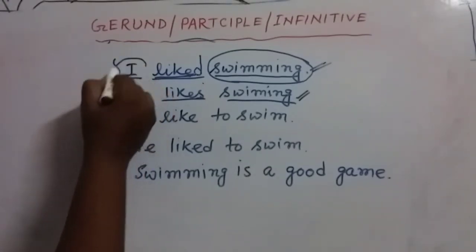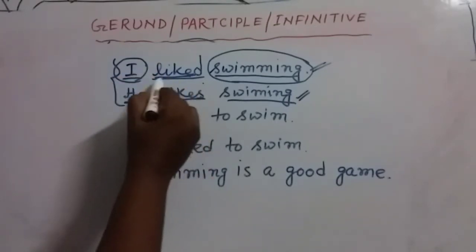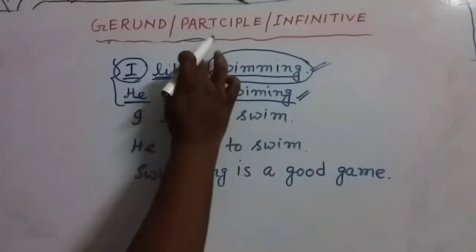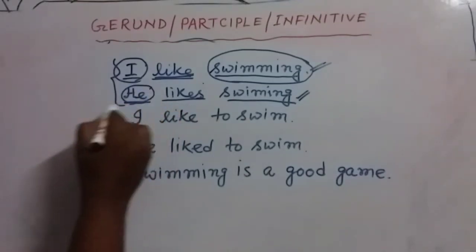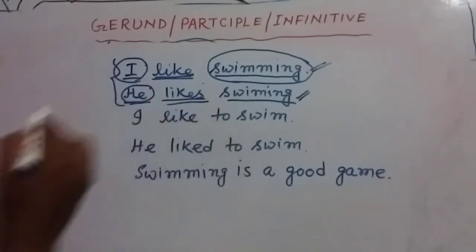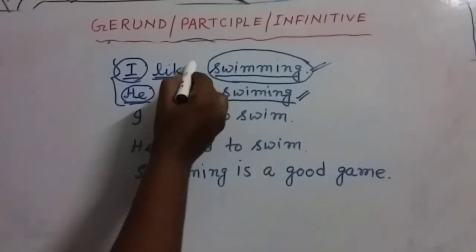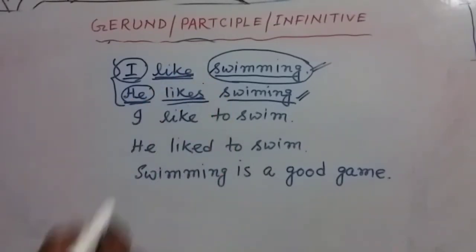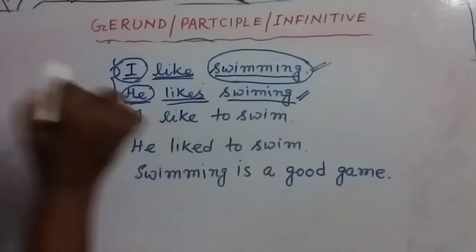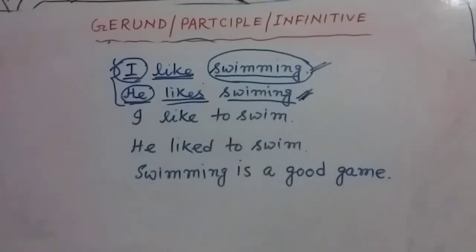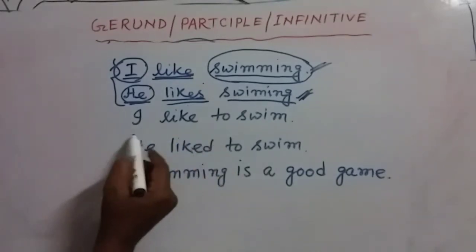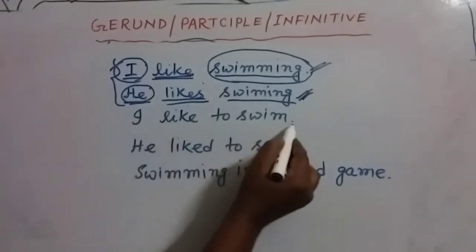So here I is first person singular number. At first we wrote down like. It is third person singular number. We have added s with it. So these verbs are changed according to the person and number of the subject, but this part is not changed. These remain the same. Again here you can see I like to swim.